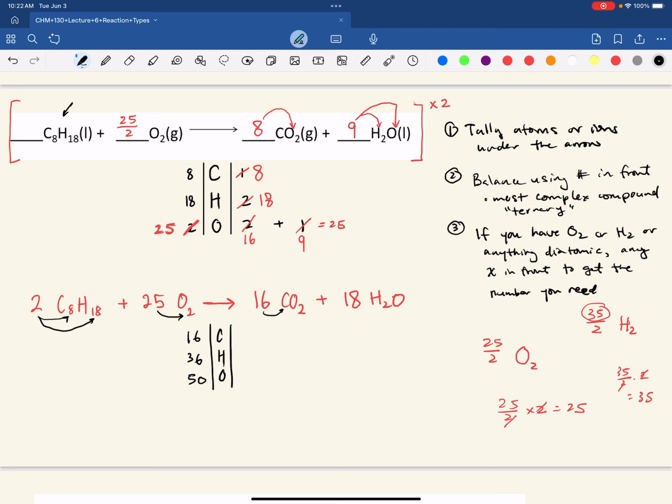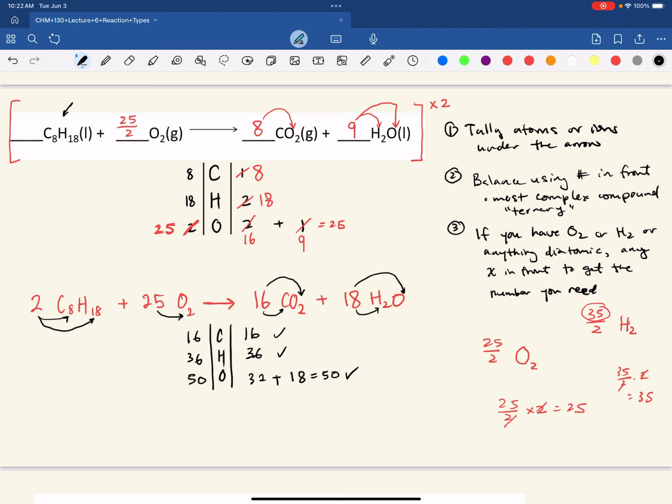16 carbons. I'm going to count the oxygen last. 18 times 2 is again 36 hydrogens. Now for the oxygen count, 16 times 2 is 32. And 18 times 1 is just 18. And 32 plus 18 is 50. So again, we have balanced the equation.